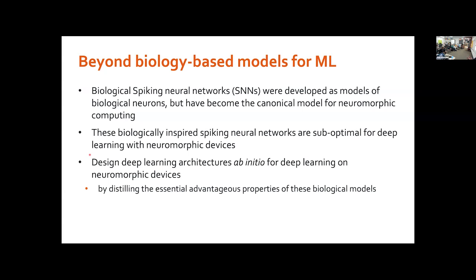So from the other direction as well, we try to think about designing deep learning architectures ab initio for deep learning on neuromorphic devices, by distilling the essential advantageous properties of the biological models, but being more goal-oriented in terms of doing machine learning and solving those problems directly. Okay, so that's my perspective part of the talk. If there are any questions or comments, I'm happy to take them now.